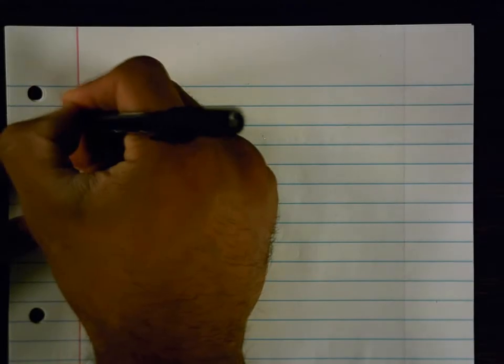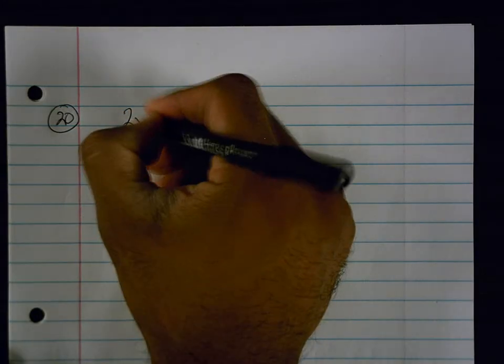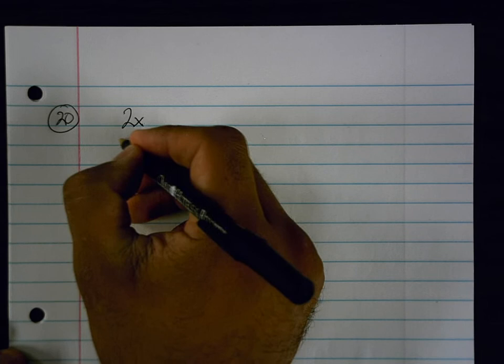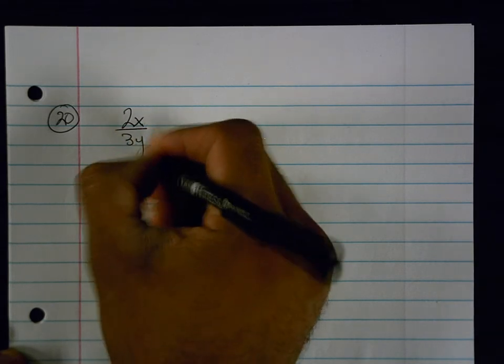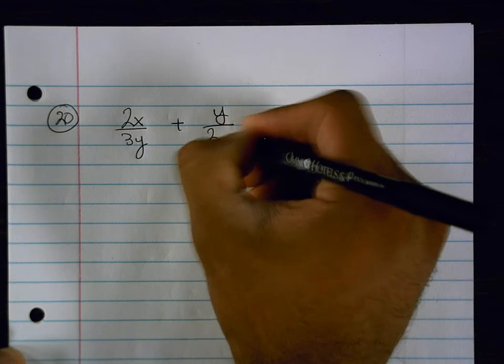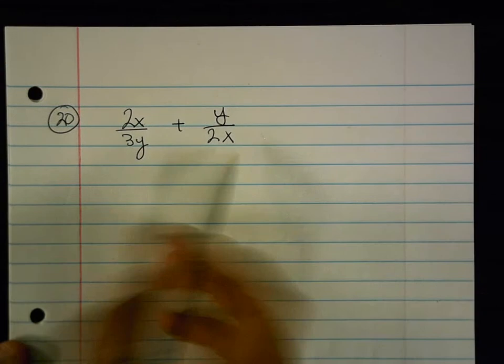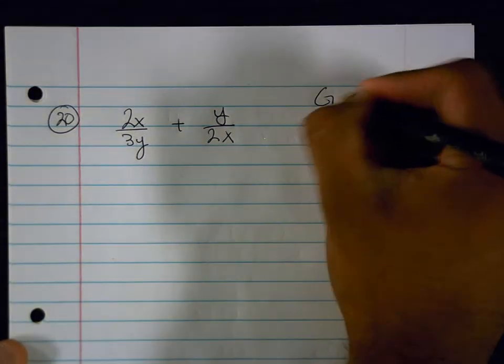Number 20. Now, we're going to switch to addition here. And this is where a lot of people get themselves in trouble. This is probably one of the most missed questions. Okay, we're going to go ahead and add fractions here. So you have to have common denominators, which we don't have. So you have to find the least common multiple.